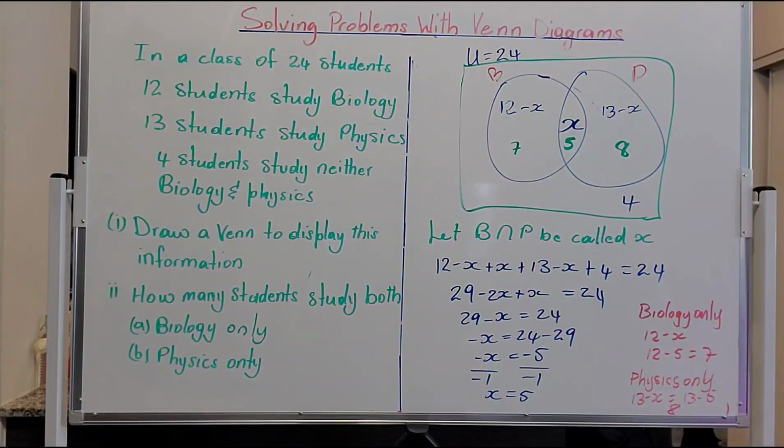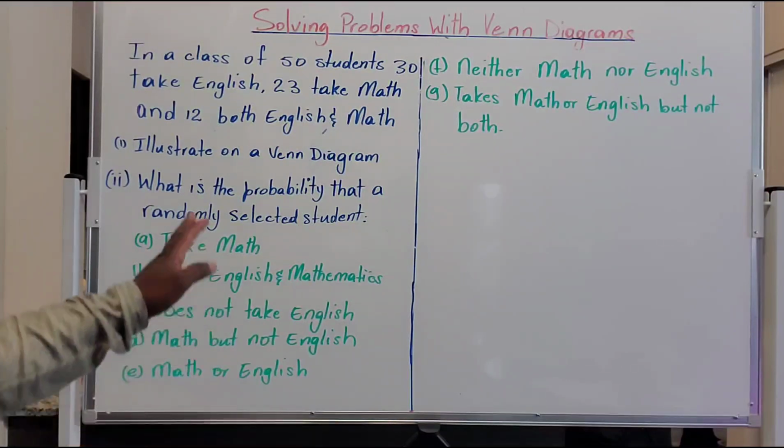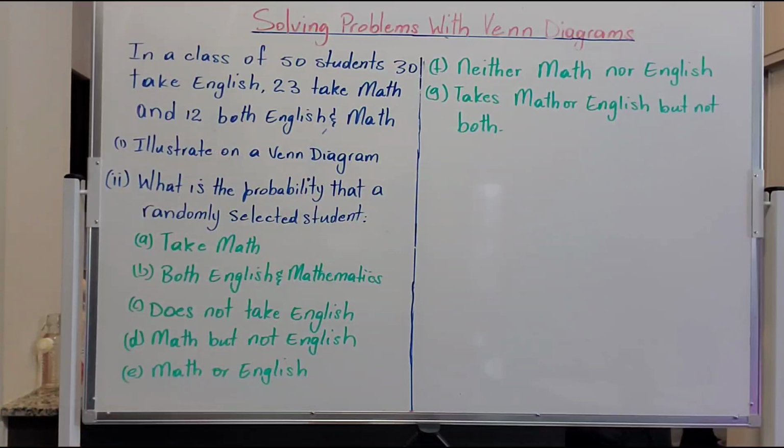So we can go ahead and we'll work a third problem. On the board we have problem number 3. Says in a class of 50 students, 30 takes English, 23 take math, and 12 are doing both English and math.